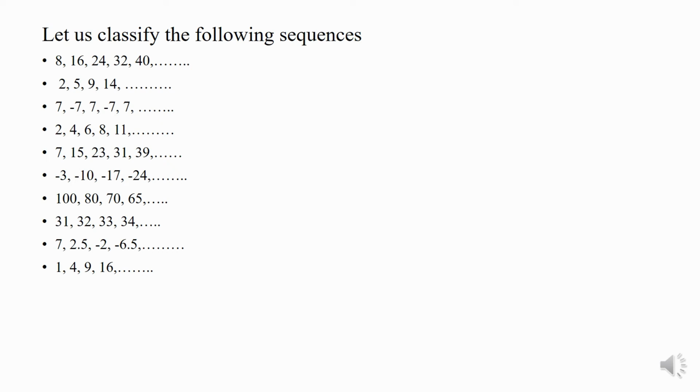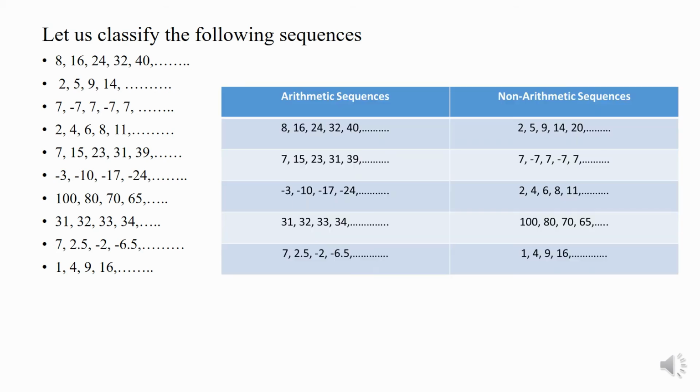So let us see how to classify this one. I classified. Let us see. In this manner, we can classify all these sequences into categories: one is in AP, the other one is non-AP. In this way, we can classify.